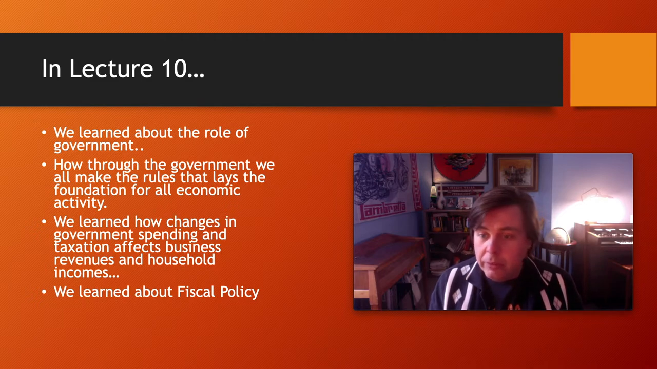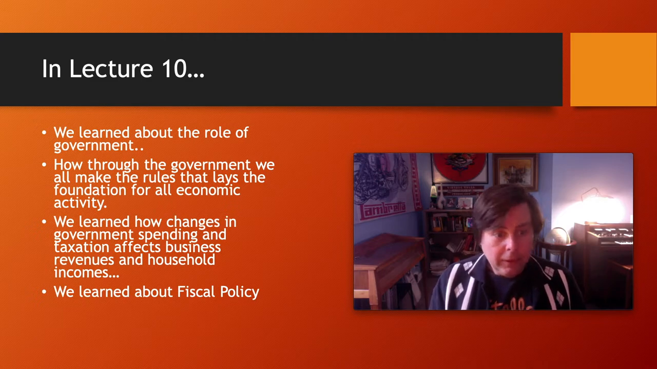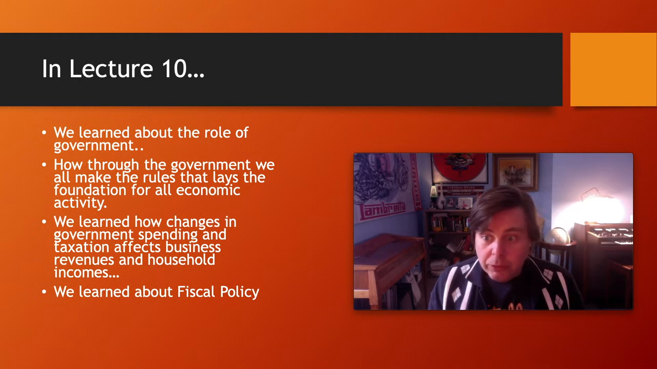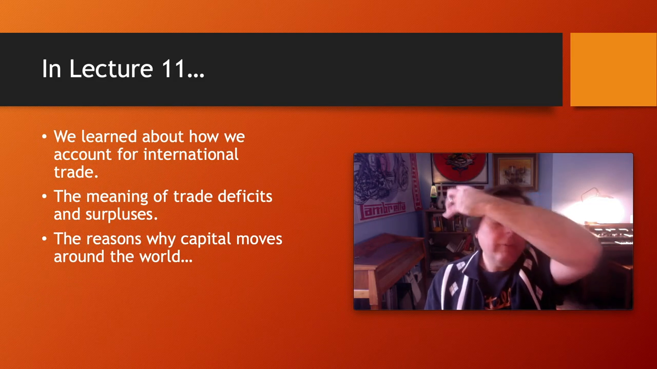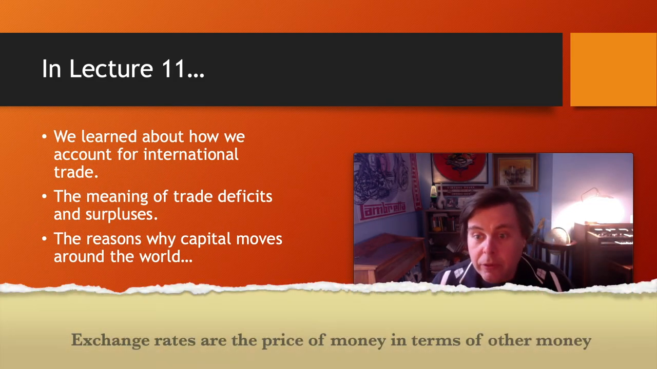Increasing government spending creates business revenues. Decreasing taxes increases household spendable income, okay, and the reverse also. So decreasing government spending cuts into business revenues, right, and increasing taxes cuts into household disposable income. All of this policy, designed to engineer the macroeconomy, is referred to as fiscal policy when it's taxation or spending policy.